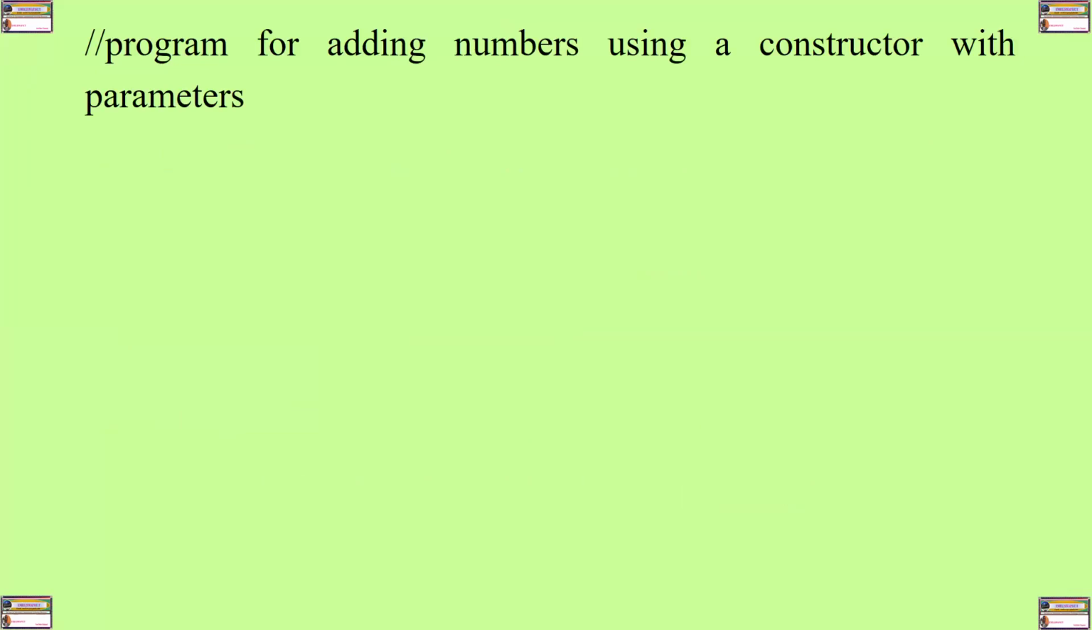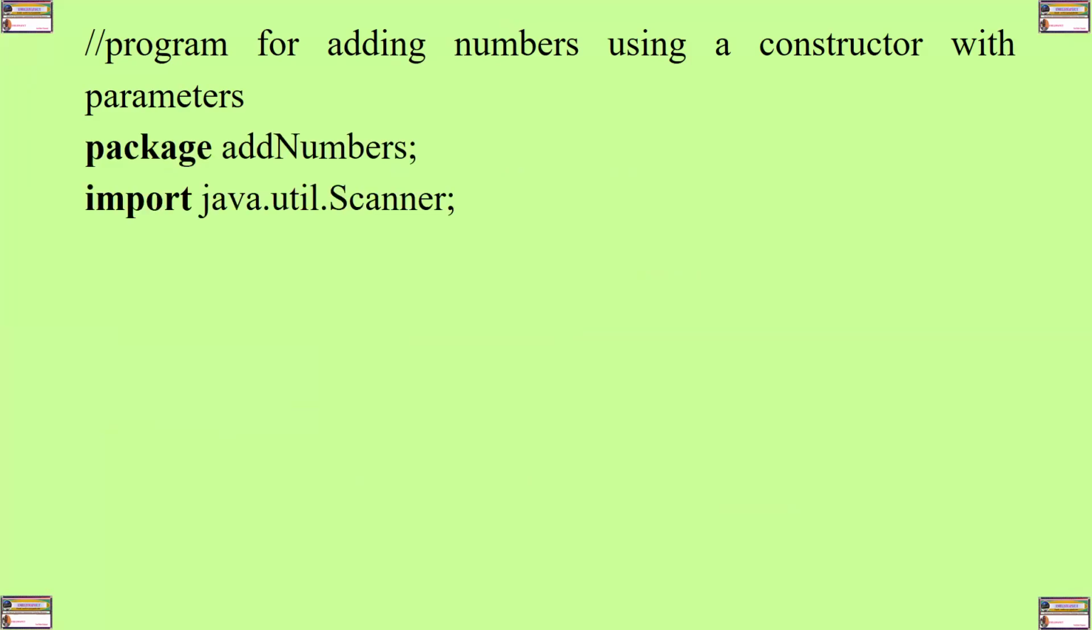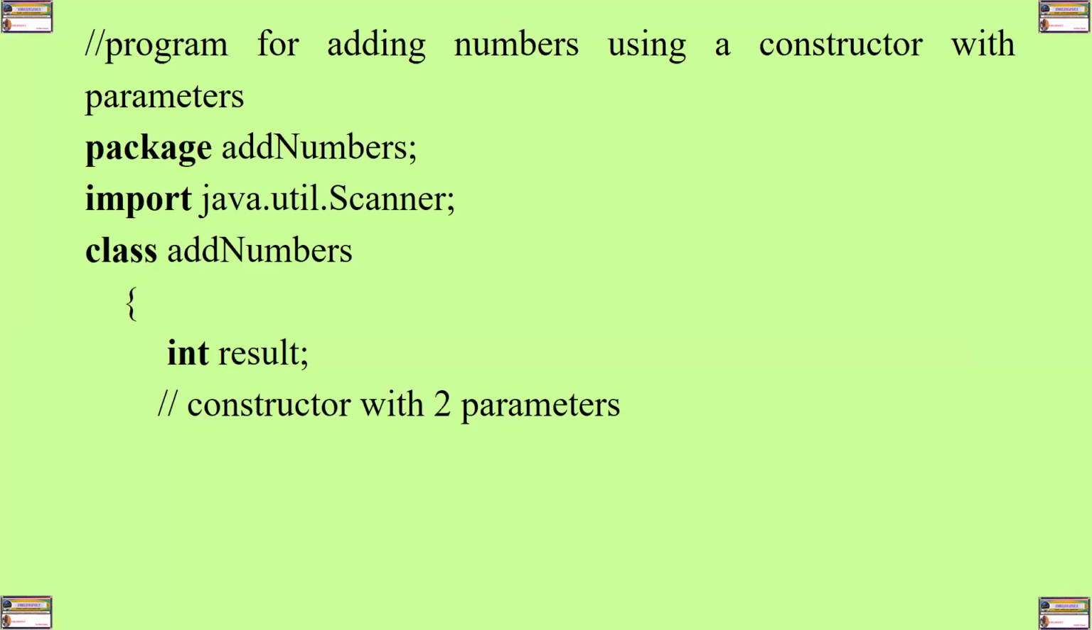So the comment for this program is, program for adding numbers using a constructor with parameters. The name of our project or package is addNumbers. Then we have import java.util.Scanner. The name of the class is AddNumbers. Then the definition for this class is we have a member called result, of type integer. Then we have a constructor with two parameters.